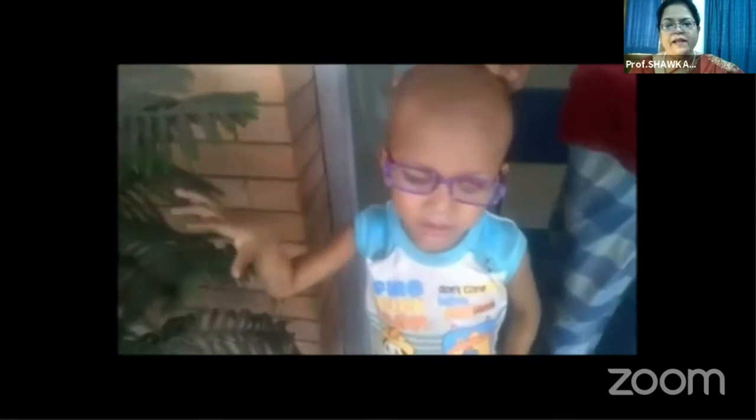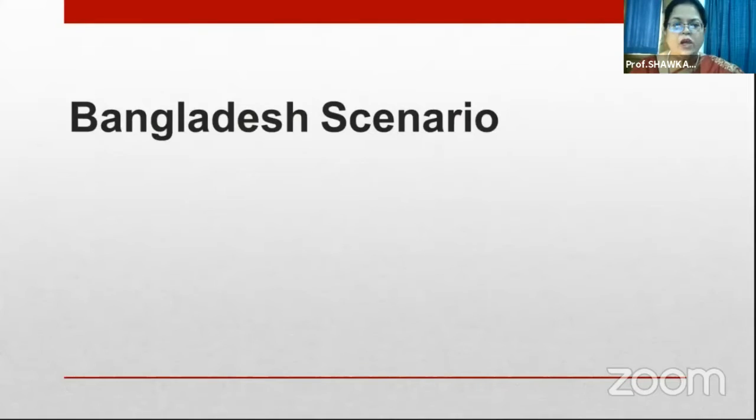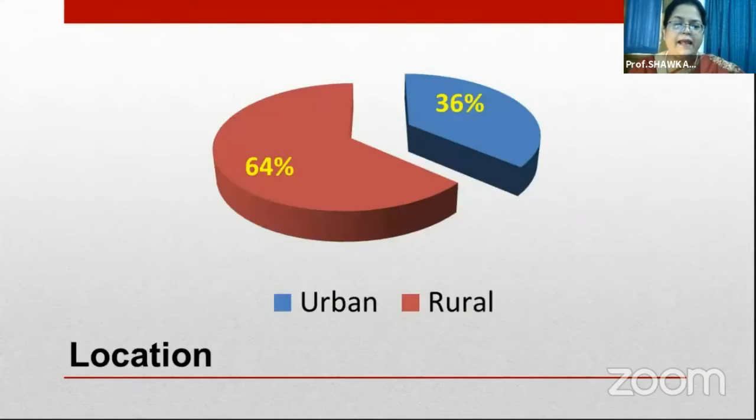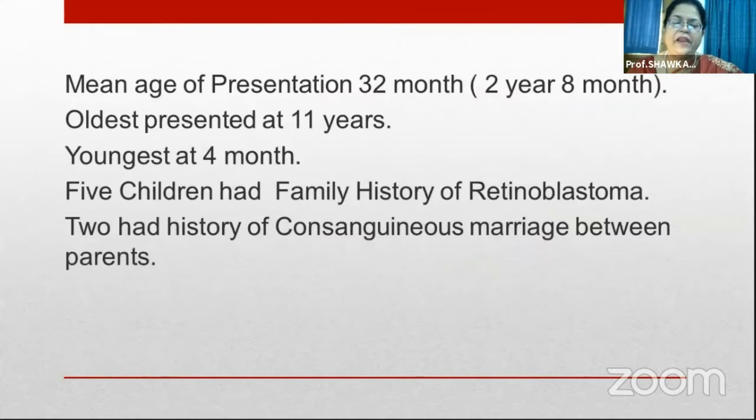So this is a boy, Dr. Sami. He was blind in 2 eyes from retinoblastoma. And most of the cases we were getting in the beginning were like this. If we speak about the Bangladesh scenario, most of our patients come from rural settings. It is almost 54%. This is my first 100 patients survey. And boys were coming more, maybe because they were the priority.